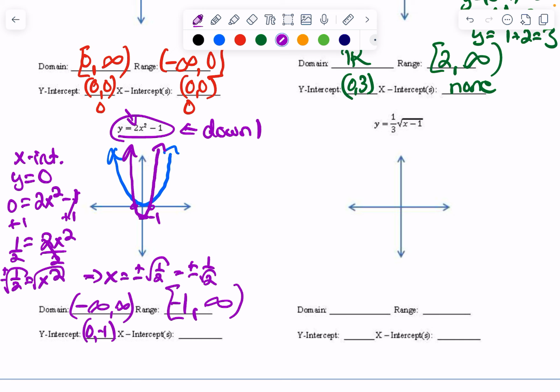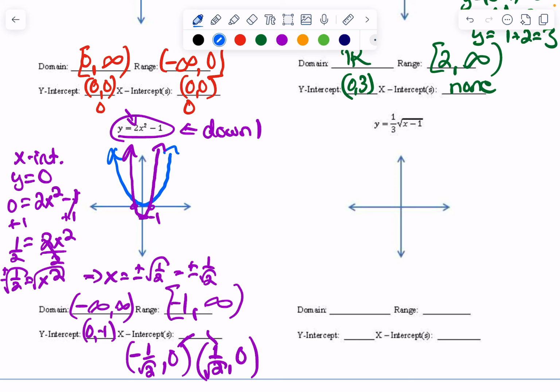So our x-intercepts, there's going to be 2 because there's a positive and a negative. So our first one is 1 over square root of 2. Let me write that a little bit. So negative 1 over square root of 2, 0, and positive 1 over square root of 2, 0. So these both are our x-intercepts.